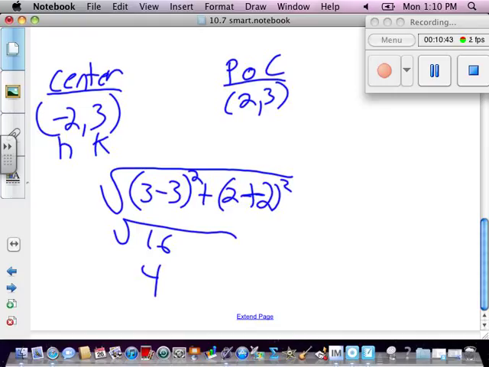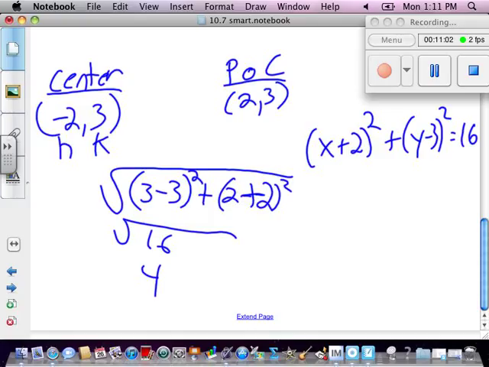Okay, so now let's put this into our whole thing. We've got (x plus 2) squared plus, what comes next? (y minus 3) squared. And what goes in for the radius? 16. Good. Last thing we're going to do is graph.